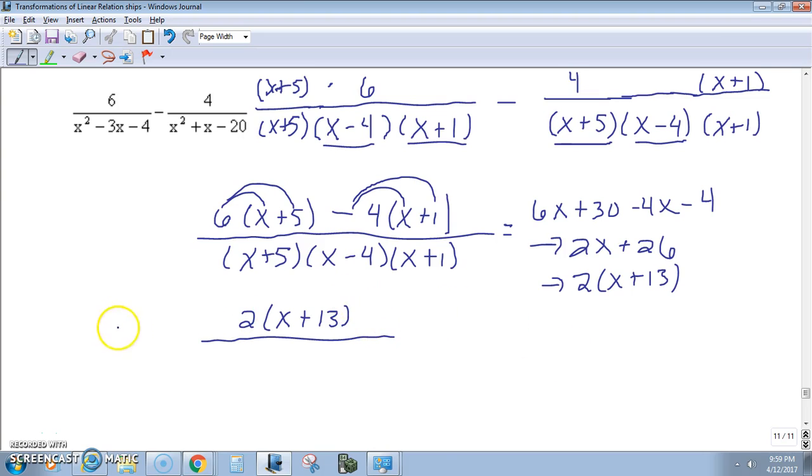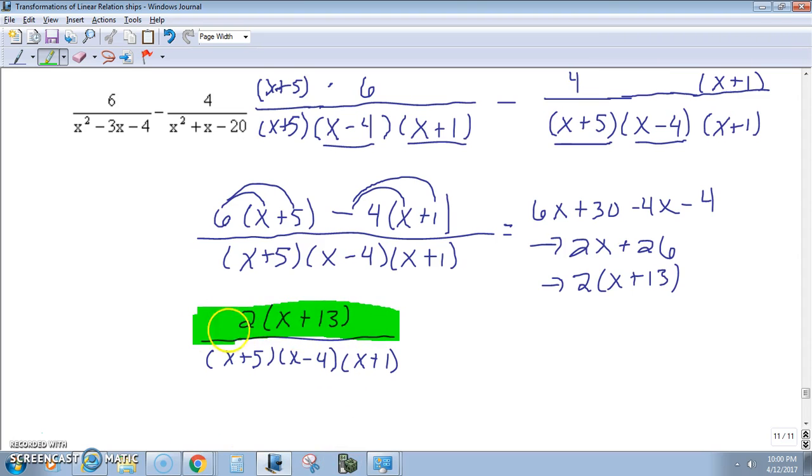Remember, that was just the numerator. My denominator is still x plus 5 times x minus 4 times x plus 1. Okay, so I subtracted those two rational functions, and the answer I got was this whole piece right here. Okay, let's go ahead and do another practice problem. Let's go down a page.